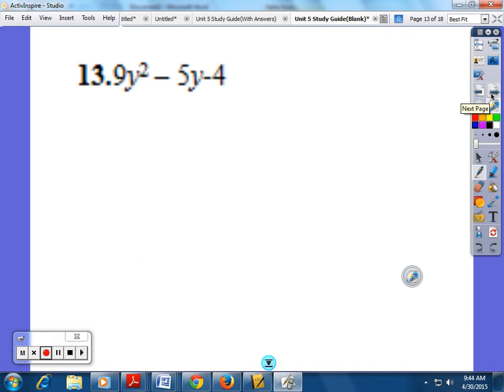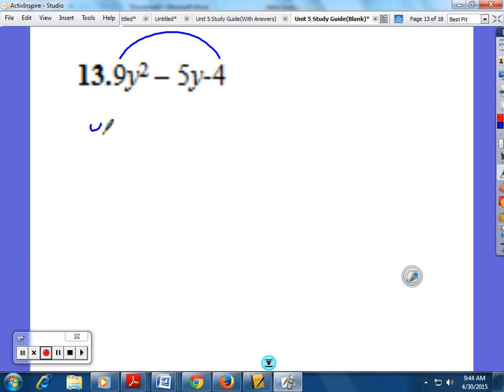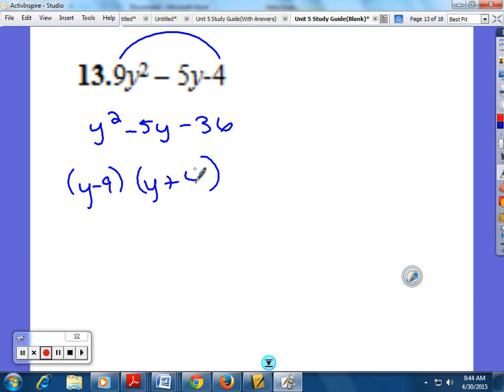Number 13, we have to factor. So we're going to do arc it, stick it, because the first number is bigger than 1. That's going to change our problem into this. It's going to be y and y. Two numbers that multiply to equal negative 36 but add to equal negative 5. It's going to be minus 9 and plus 4.